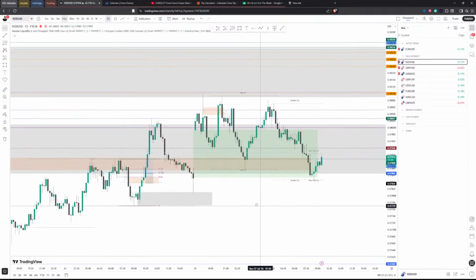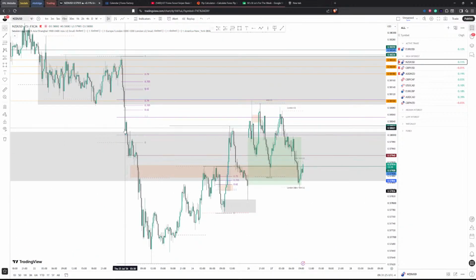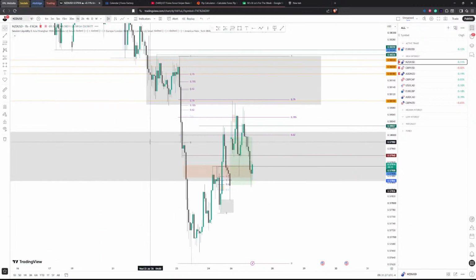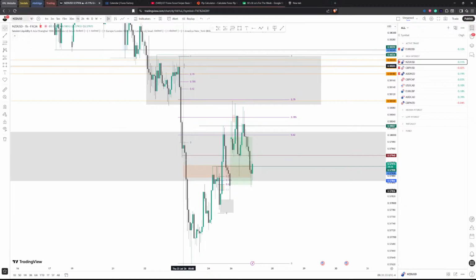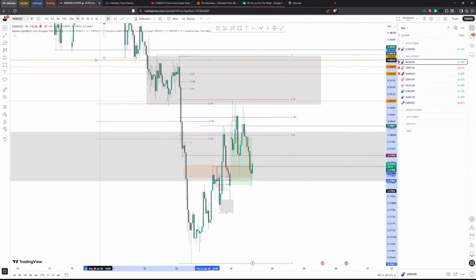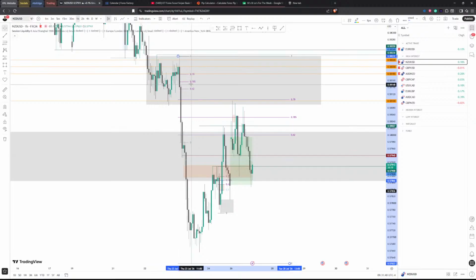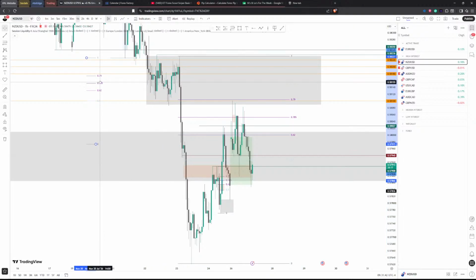When I was looking at the markets, I saw this order block right here and this fair value gap right here. Get rid of this, and also get rid of, oh, this needs to go.